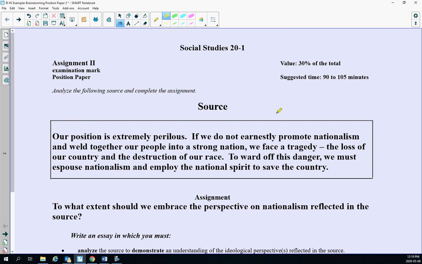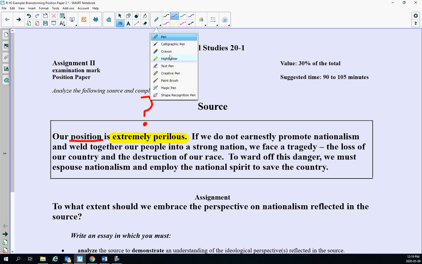All right, so if I was to interpret the source, I would ask, well, what does he mean by extremely perilous? That's got to mean something. What could that be? Is the nation facing a crisis? If so, what kind of crisis could the nation be facing? Could it be economic? Is it political? What does he mean by their position is perilous? That's something I would be expanding on.